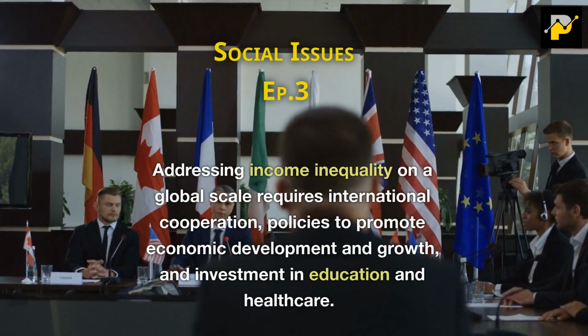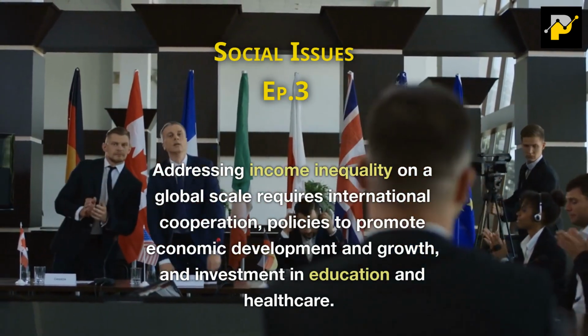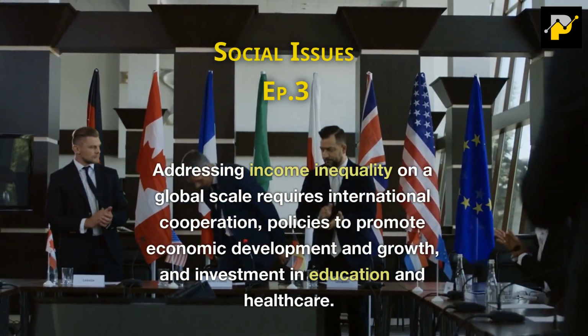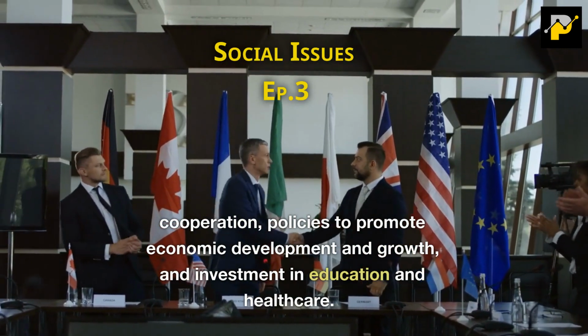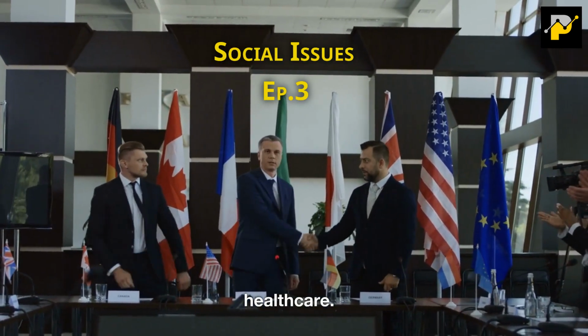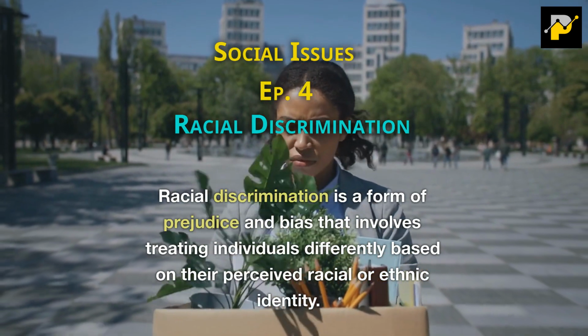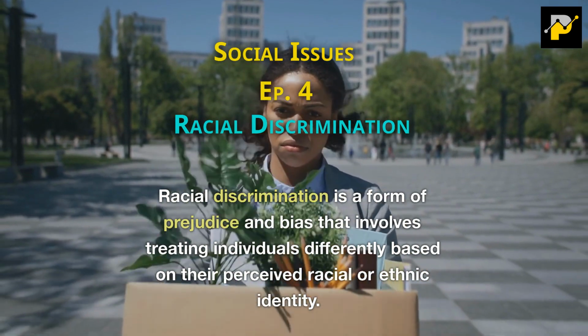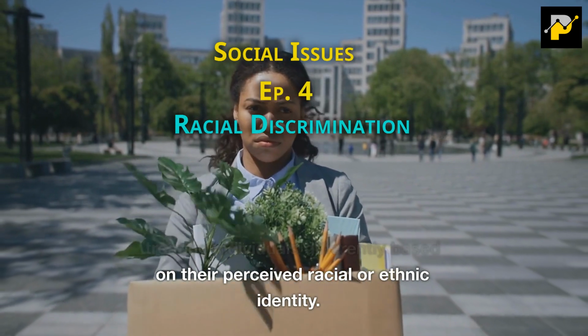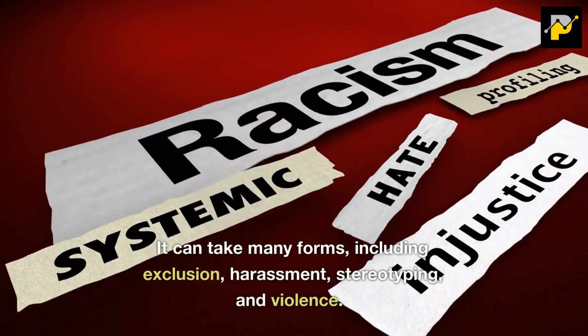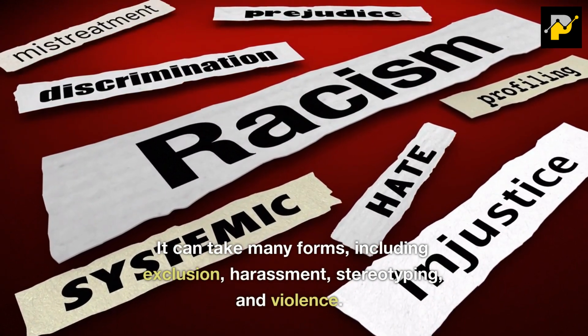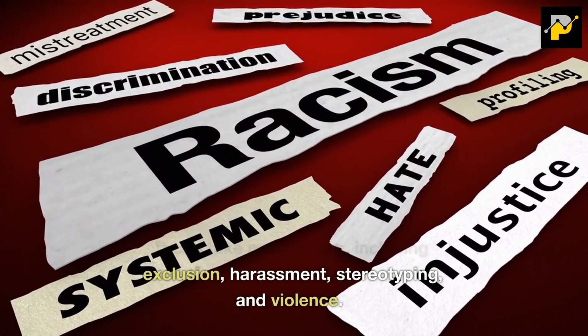Addressing income inequality on a global scale requires international cooperation, policies to promote economic development and growth, and investment in education and healthcare. Racial discrimination is a form of prejudice and bias that involves treating individuals differently based on their perceived racial or ethnic identity. It can take many forms, including exclusion, harassment, stereotyping, and violence.